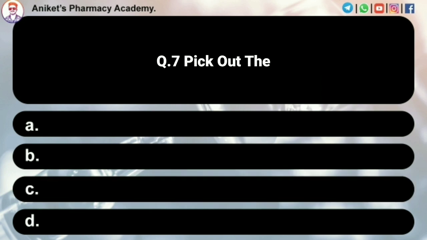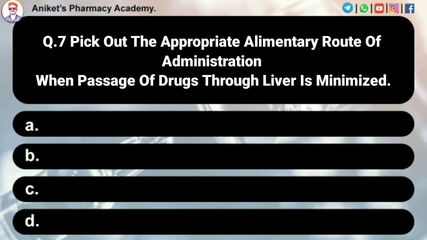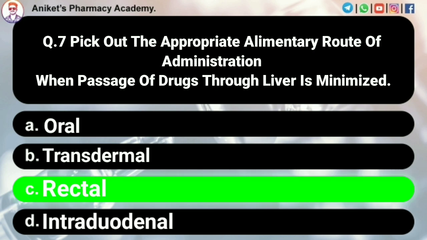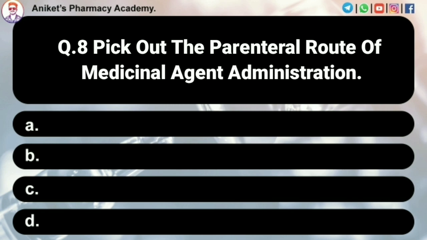Question number 7. Pick out the appropriate alimentary route of administration when passage of drugs through liver is minimized. A. Oral. B. Transdermal. C. Rectal. D. Intraduodenal. Answer is C. Rectal.